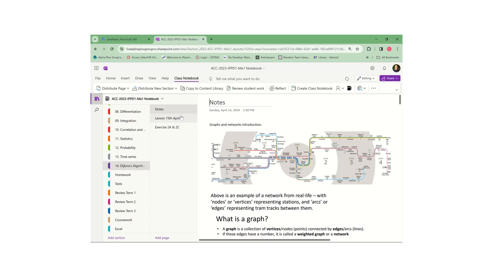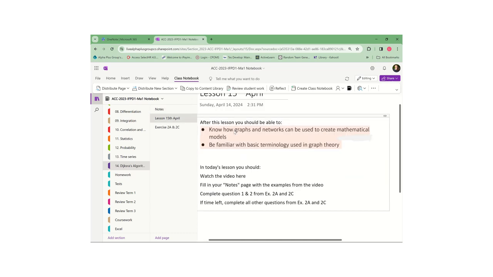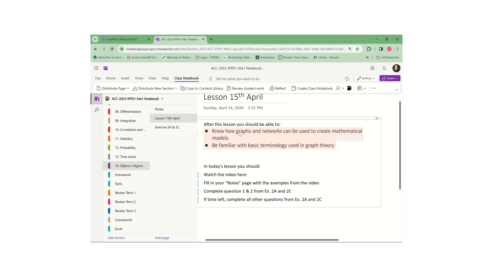Today is mostly going to be focusing on introducing you to graphs and networks and how they can be used to create mathematical models to find the most efficient way of doing things. In most cases, that's what we're trying to do with these graphs and networks. So it's kind of like a model, a simplistic representation of something that is like a real network. And by simplifying and doing some maths on these models, we can often find, for example, the shortest way to get from A to B.